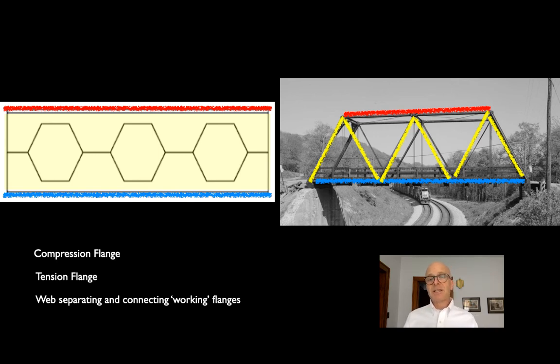And in a truss, instead of a web, we have the diagonal chords. And again, those are fixing the two flanges relative to one another. They're forcing them to work in tandem to reduce the bending load. That's the basic principle behind a truss.